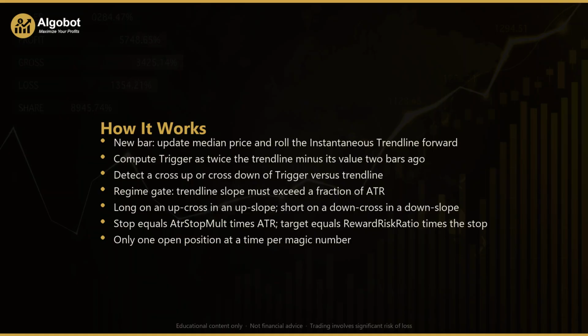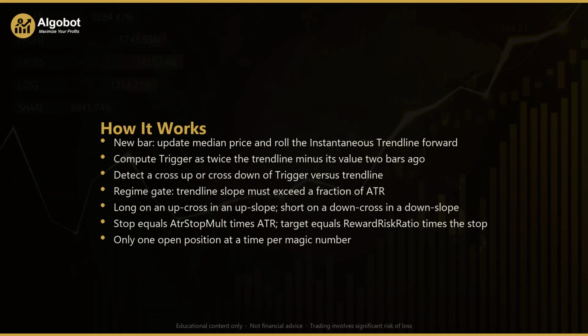The expert advisor works on completed candles only. Each time a new bar opens, it takes the bar that just finished, calculates its median price, and rolls the instantaneous trend line forward by one step using Ehlers' recursive formula. The smoothing behavior is controlled by a parameter called alpha, which defaults to 0.07. A smaller alpha produces a smoother, slower line, while a larger value makes it more responsive.